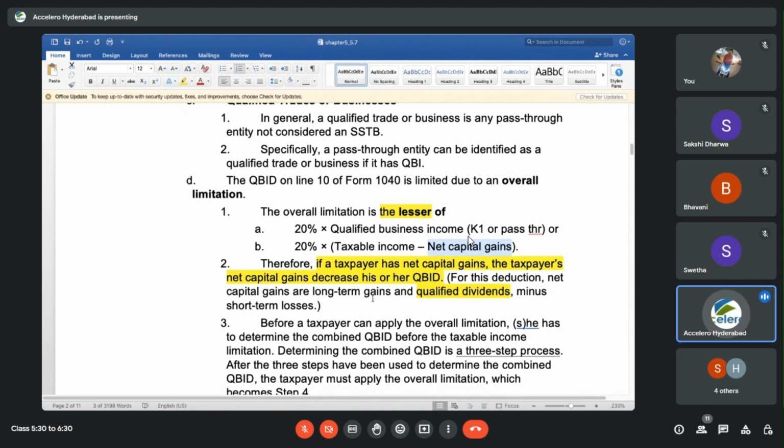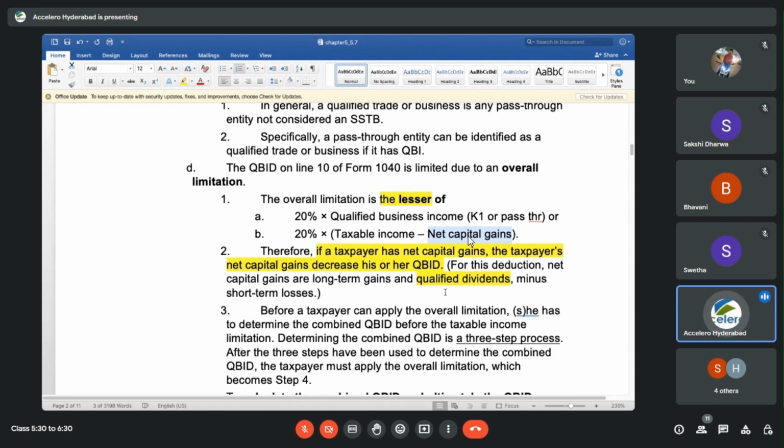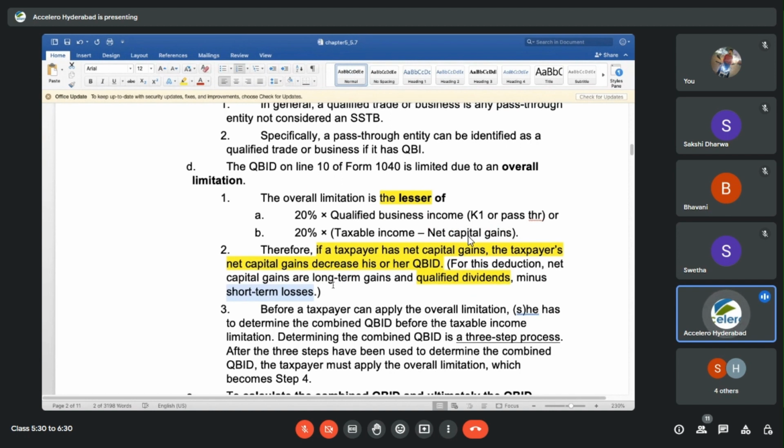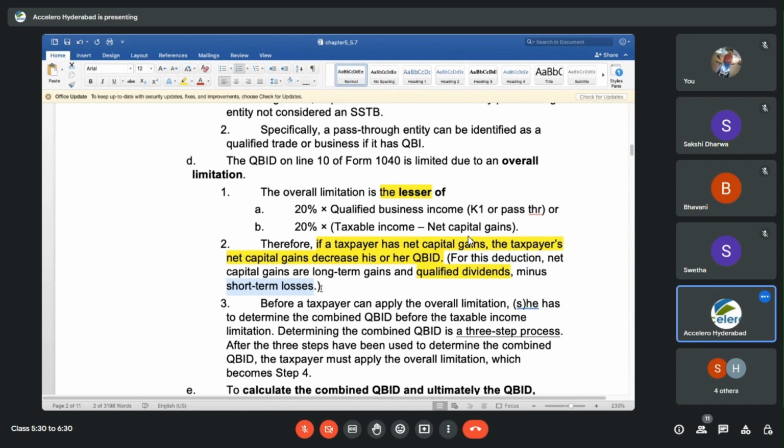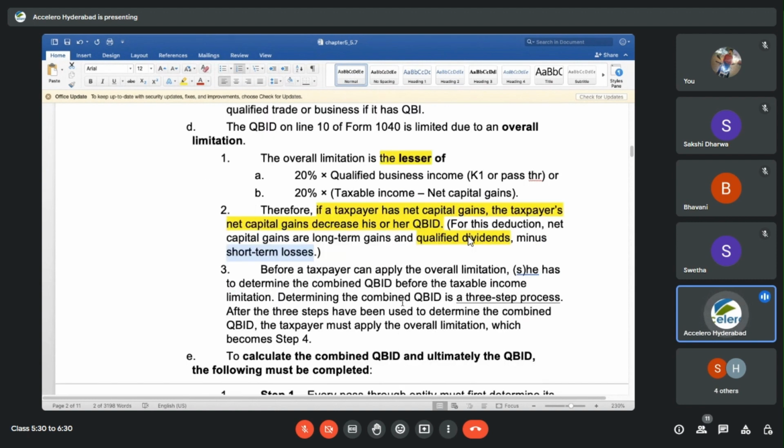So for this deduction, net capital gains are long term. What we are saying is that capital gains, we're talking only about long term gains and qualified dividend, minus, you can deduct those losses also. The losses are getting deducted from long term gains only, not short term losses. But that's because this is already coming up at a lower rate.